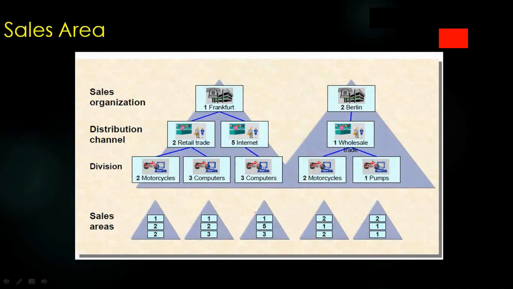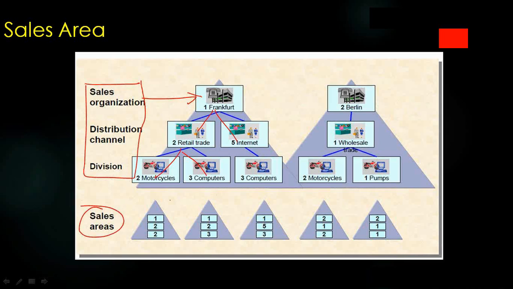So now we have seen that we have a sales organization at the top level, and under the sales organization we have distribution channels. Under distribution channels we have divisions, and all three together are known as a sales area.